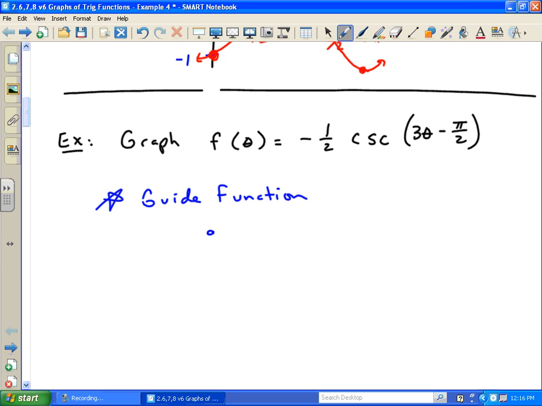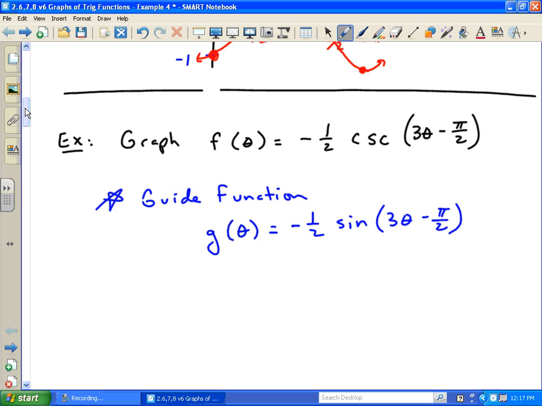So as my guide function, I'll use g of theta equals negative 1/2, not cosecant, but its reciprocal, sine of 3 theta minus pi over 2. Once I graph the guide function, I know that cosecant goes basically the opposite direction, and it has asymptotes. And so once I graph the guide function, it will be easy to graph cosecant from that. The only danger in this is make sure you remember that you're graphing the guide function and that the function you actually want to graph eventually is the cosecant. Don't leave it just a sine.